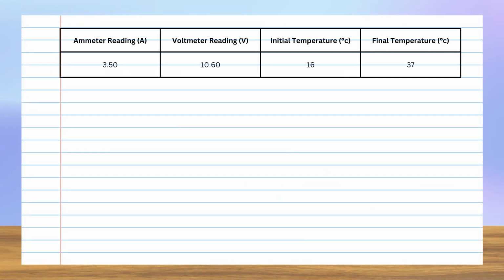In your lab books, draw a table recording the ammeter reading, the voltmeter reading, the initial temperature, and the final temperature. With this information, we can begin to calculate the specific heat capacity of the aluminium block.